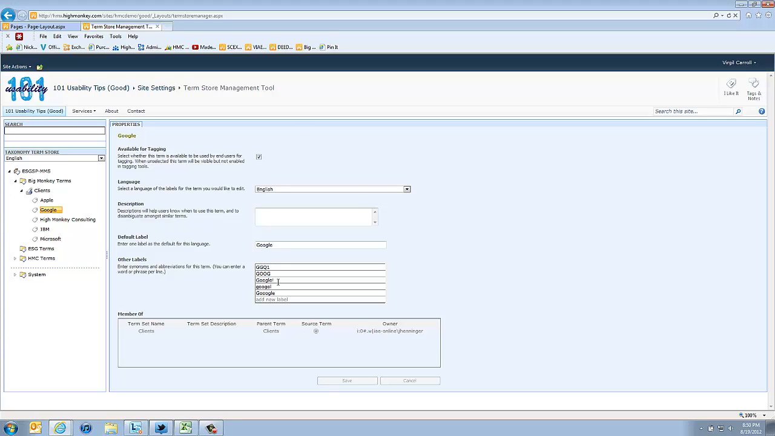But overall, we have to pay attention to this. And if we pay attention to this and we do things like these alternate labels here, we can actually create a much better experience for the user, because now, even if I happen to type it in wrong, it may still resolve to the right thing.